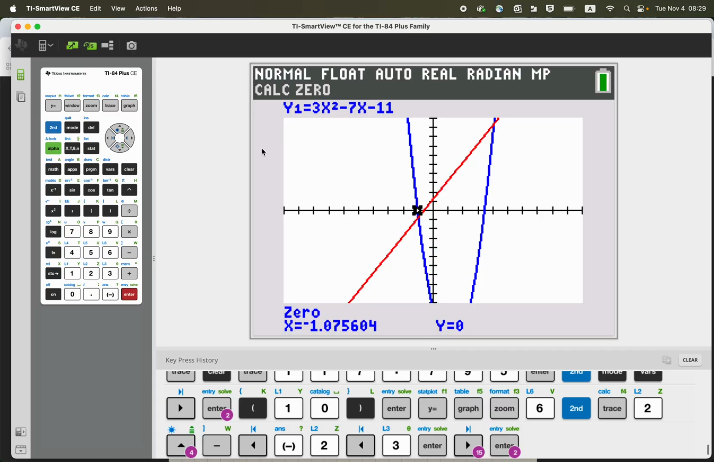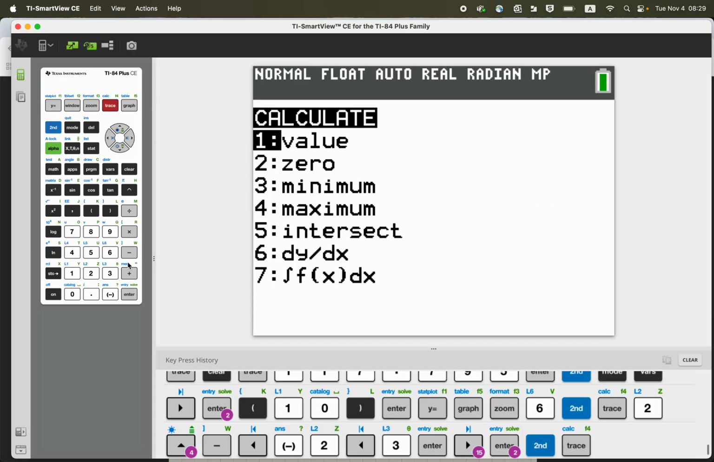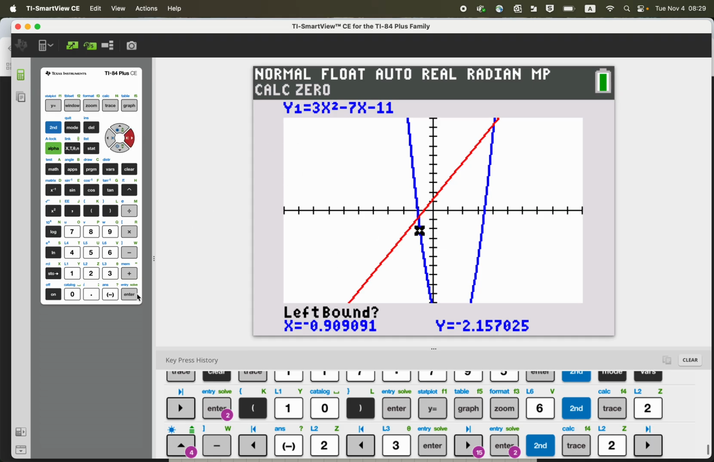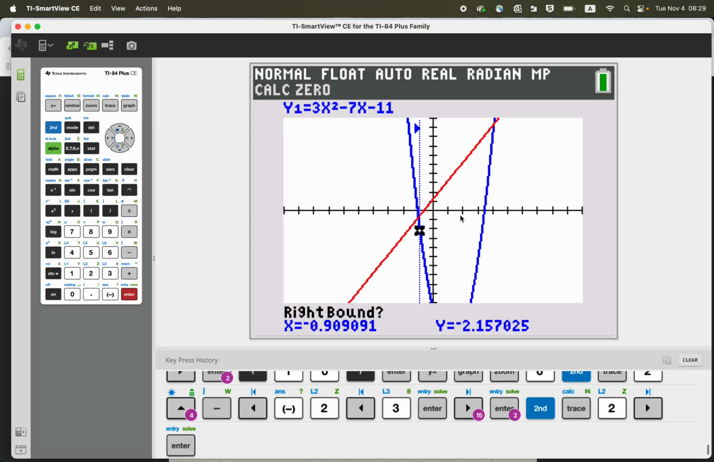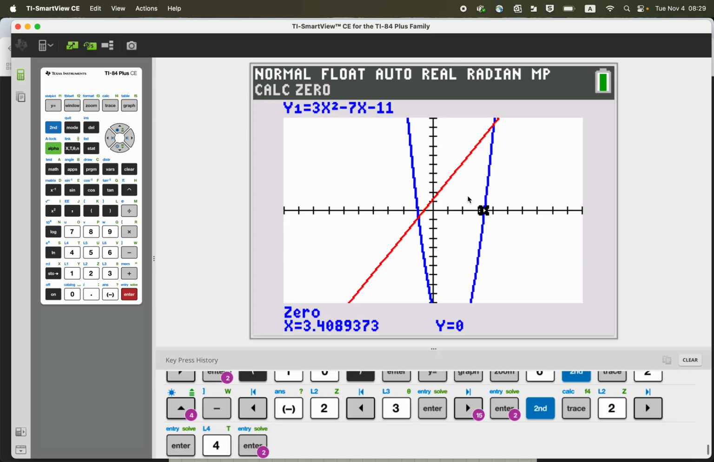To find this one, same process. I'm going to go second, calc, zero. I'm going to keep this as the left bound, so I'll push enter. And then for my right bound, 1, 2, 3, 4, so I'll just put in 4. I'm not going to move it. We have a big window, but that is between the two. I'll push enter for my guess. Bam. 3.4089.